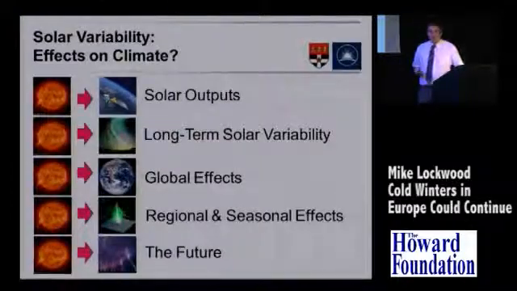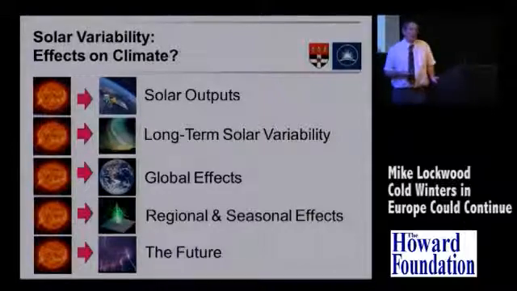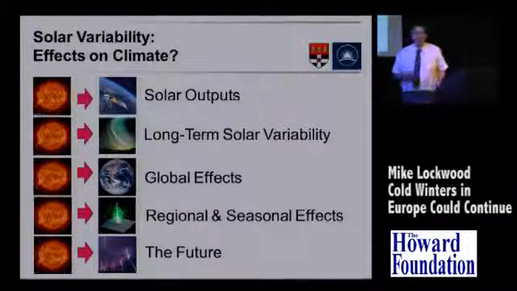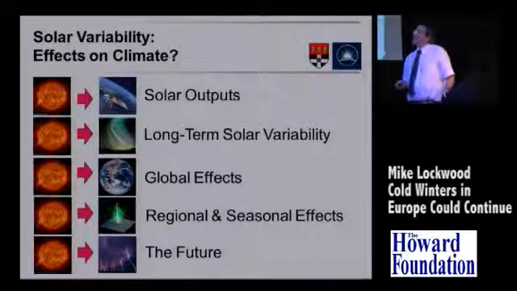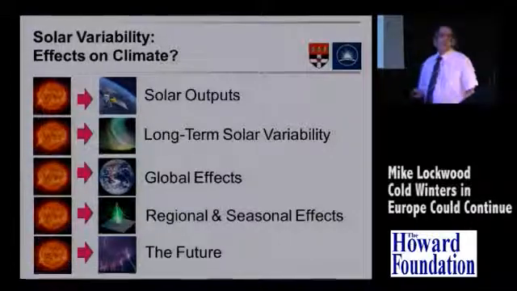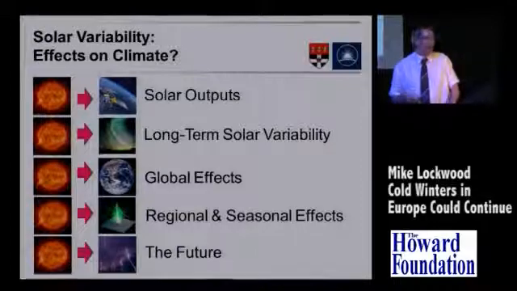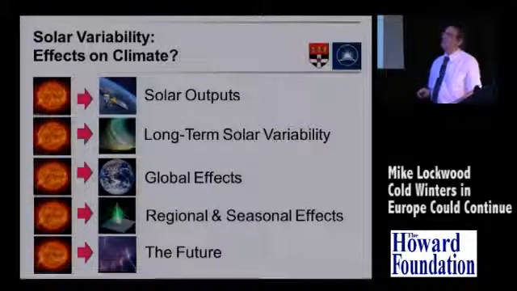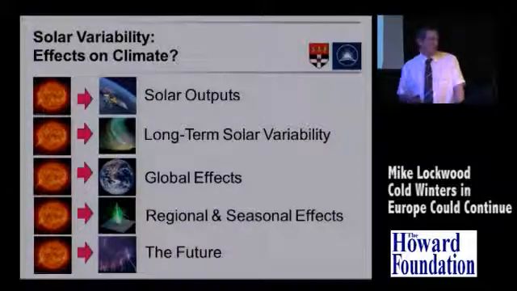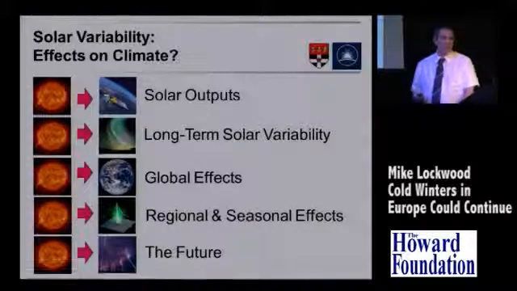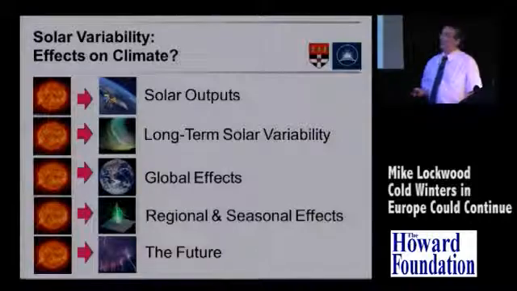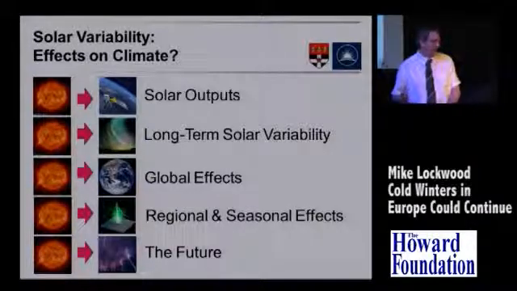What I'm going to do in this talk is look a little bit at solar outputs that at some stage have been suggested as causal agents of climate change on our planet. I then want to look at what we know, because we've learned quite a lot in recent years about how the sun has varied on long-term, by that I mean century timescales. I'll then look at the global effects of that before moving on to a rather more local European and UK regional and seasonal effect that we think may be there, and then look into the future a little bit in terms of what the sun is likely to do.